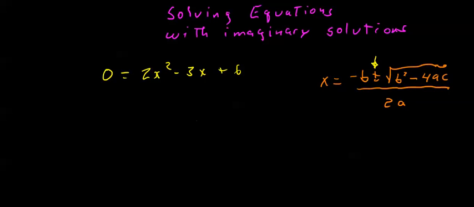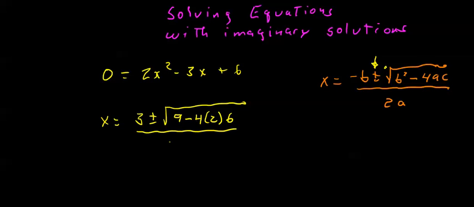The one thing that people forgot or didn't deal well with is this plus or minus. Make sure that it is definitely in between the opposite of b and the radical. Don't put it up here. It's right here just like this. So x is equal to the opposite of b, 3, plus or minus the square root of b squared, negative 3 squared is 9, minus 4 times 2 times 6, all over 2 times 2.